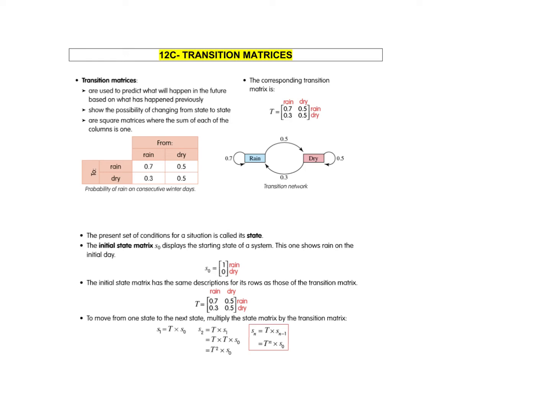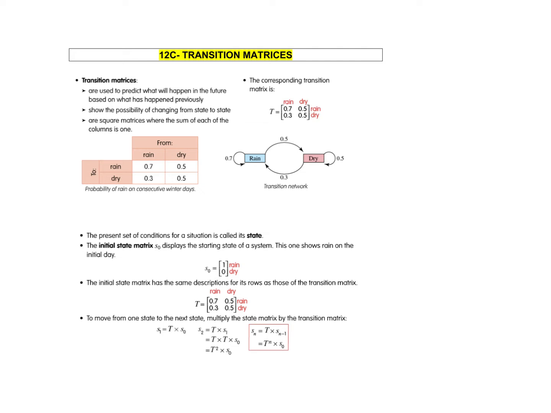Okay, in this lesson, we're going to look at transition matrices. A transition matrix is used to predict what will happen in the future. They take the stats and see what's happened previously, and then they create this transition so that we can assume or predict what might happen in the future.